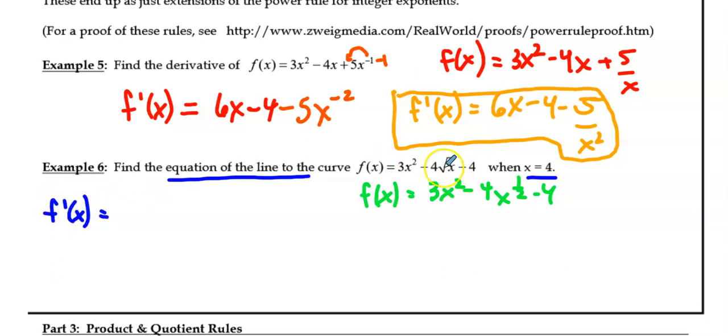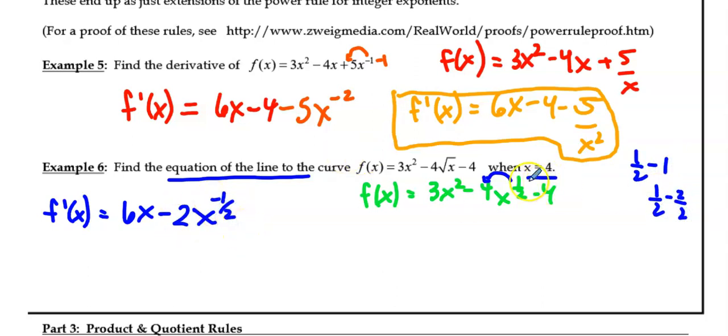So f prime of x, I moved the 2 down and multiply times 3, so I'm going to get 6x, right? We just did that derivative right there. And so the same thing here. It's going to be -4. I'm going to move the 1/2 down, and I'm going to multiply 1/2 times -4. So that's just going to give me -2, right? Or just 4 divided by 2. It's going to be x to the 1 less power. So it's going to be 1/2 minus 1, which is going to be 1/2 minus 2/2, which is going to give me a -1/2 power. And the derivative of our constant is actually just 0.